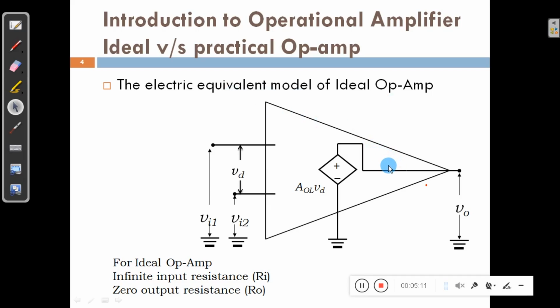When you compare the theoretical model with the practical model, in the practical model the input impedance is not infinity. There is a certain value of input impedance. It is not infinity, and the output impedance is not 0. There is a value. But in the theoretical model of the operational amplifier, input impedance is infinite and output impedance is 0, as shown in the diagram.